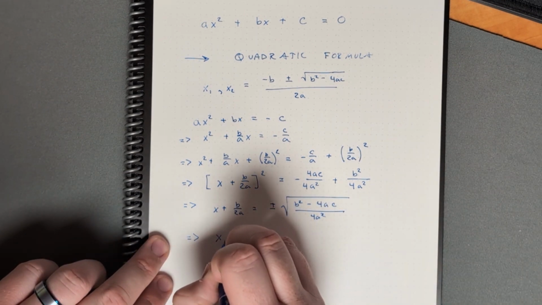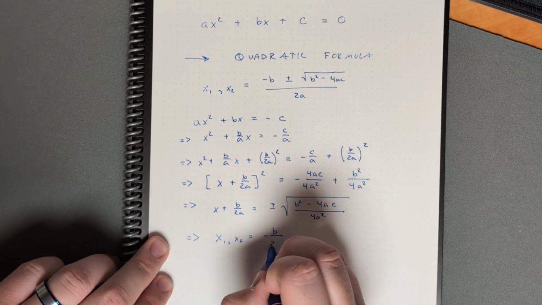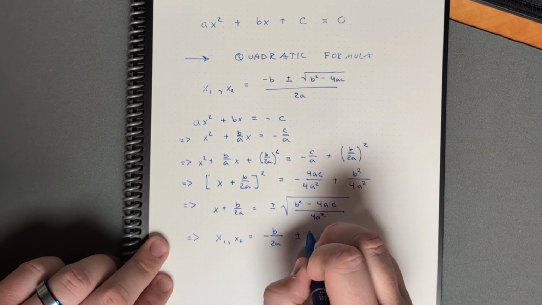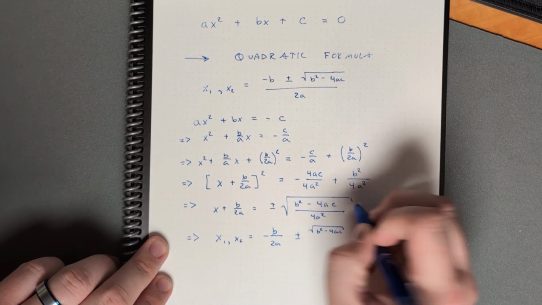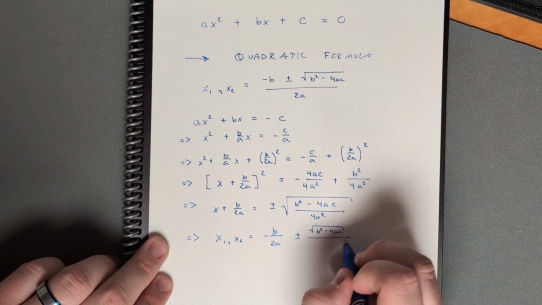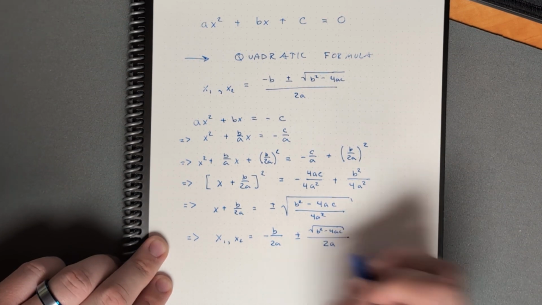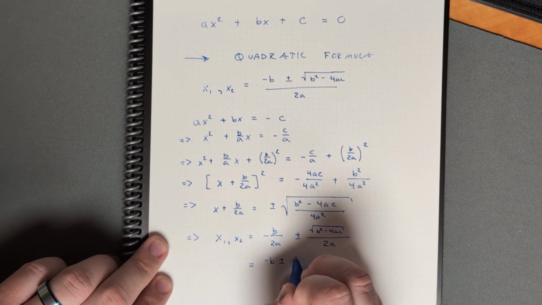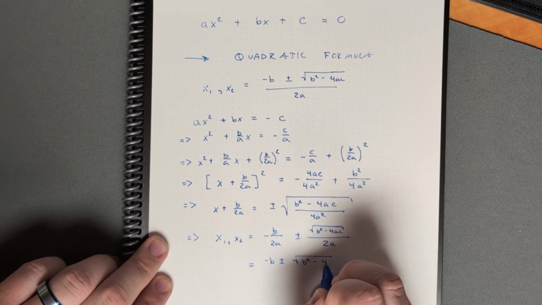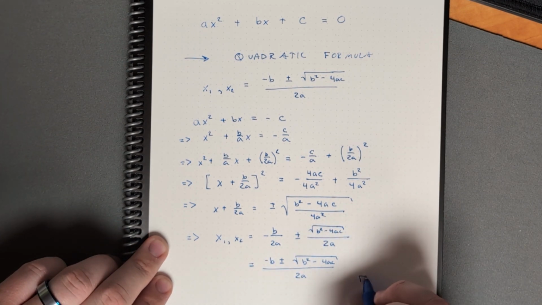So that implies that x1 or x2 is equal to negative b over 2a plus or minus the square root of the quantity b squared minus 4ac over, 4a squared can be simplified under the square root as 2a. We already have common denominators, may as well simplify. And there you have it, a proof of the quadratic formula.